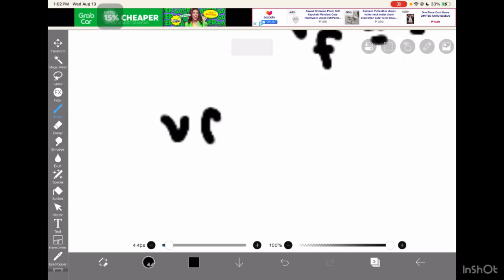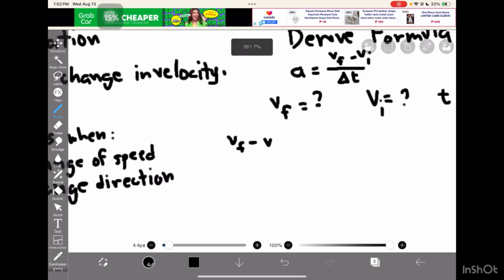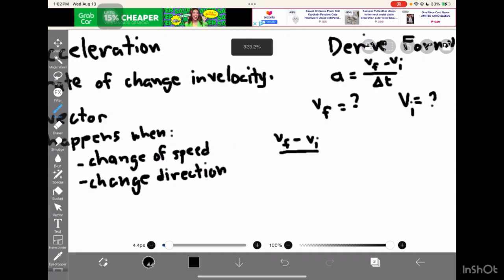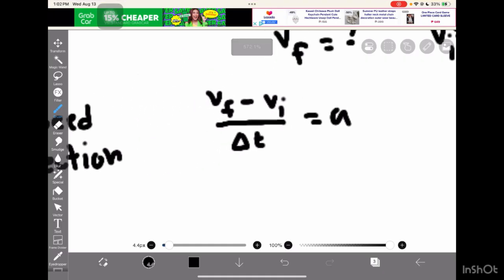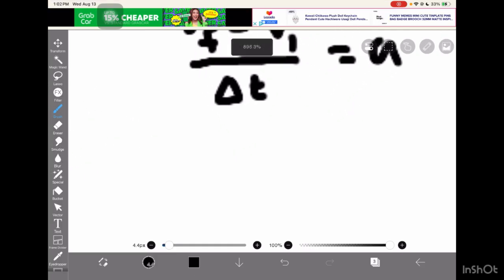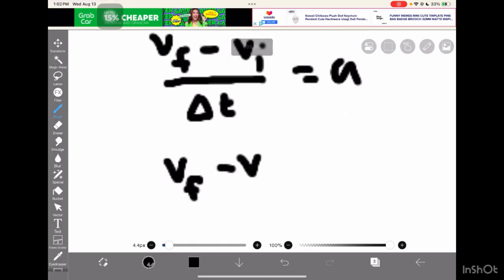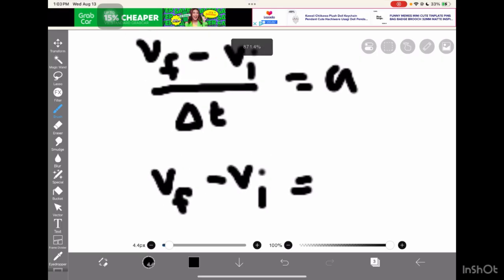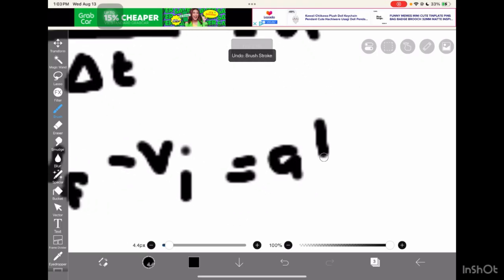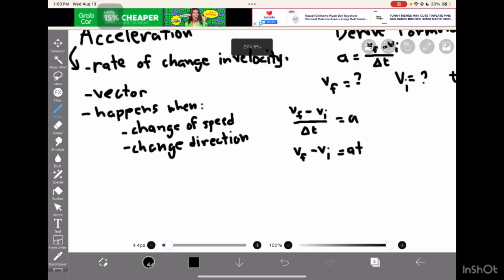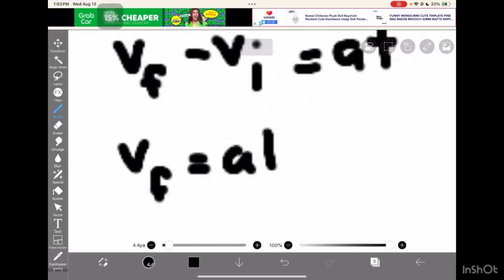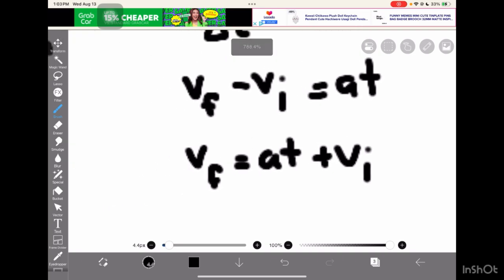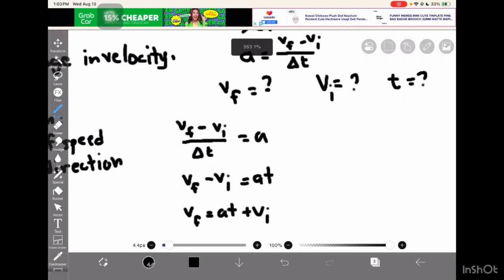Let's first start with this one: v sub f minus v sub i over delta t is equal to a. First thing we're going to do is cancel the t. So it becomes v sub f minus v sub i, and since we multiplied both sides by t, we cancel this one, but we also have to add a t over here. And finally, now we just have to transpose. So v sub f is equal to at plus v sub i. It becomes plus because we change it to the other side. And that's our first formula. The second formula, let's derive it from here.